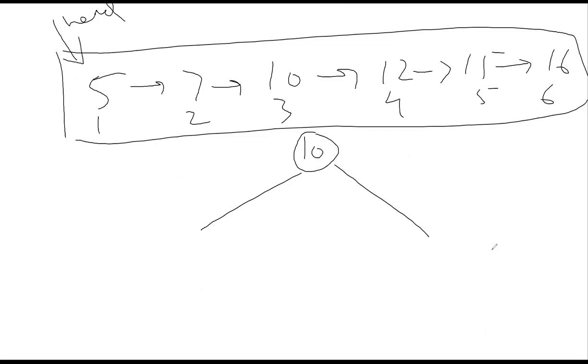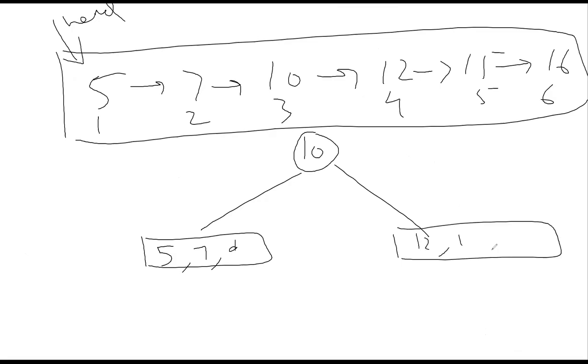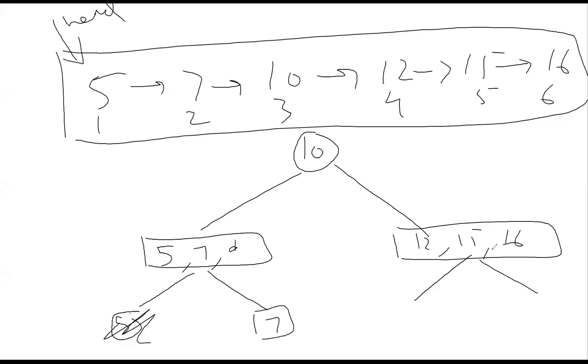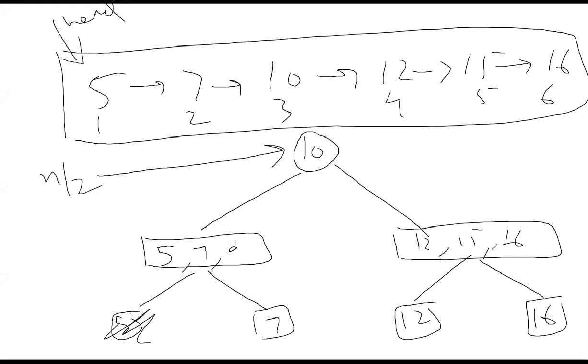Okay, so we have 10 here, and then we have 5, 7 on this side. We have 12, 15, and 16 on this side. And then when I'm splitting it again, I have 5 this side. Oh, sorry, there's no element here. I have 7 this side, right? And then coming here, I have 12 this side, 16 this side, right? So once here, I am doing the n by 2 scan.